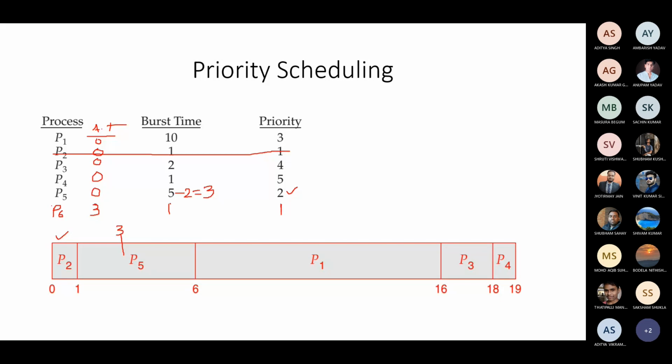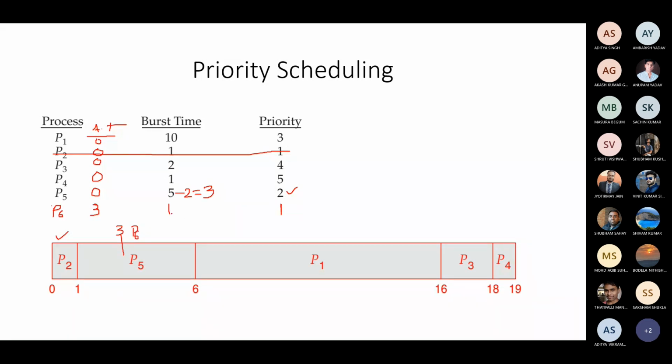At the third millisecond, what will happen? The processor spent 1 millisecond on P2 and 2 milliseconds on P5. At the third millisecond, P6 came. Now the priority of P5 is 2. The priority of P6 is 1. Which one will it execute now? P6 will execute. So process P5 will wait. It will leave. Then P6 is allocated.